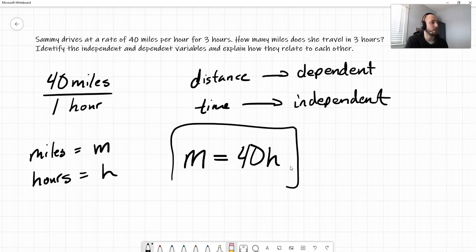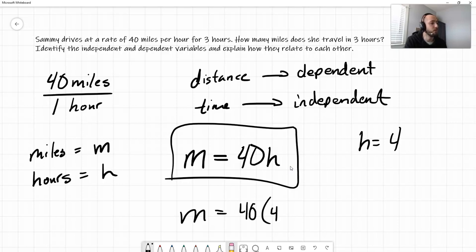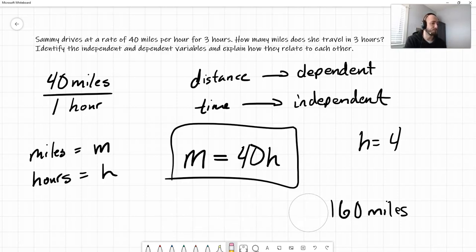So this equation right here, M equals 40H, describes this relationship between the two variables. It's saying that whatever M is, it's always going to be 40 times what H is. So if we travel for 4 hours, let's say H is 4 hours, well, M is 40 times 4, or 160 miles, right? And so that's how we can express that relationship with an equation.